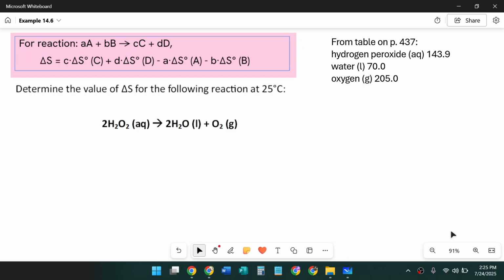This is example 14.6 from Discovering Design with Chemistry. Determine the value of the change of S for the following reaction at 25 degrees Celsius. That piece of information specifically helps us to know that we can use the table on the previous page that gives us absolute entropies. And then it gives us the reaction shown.